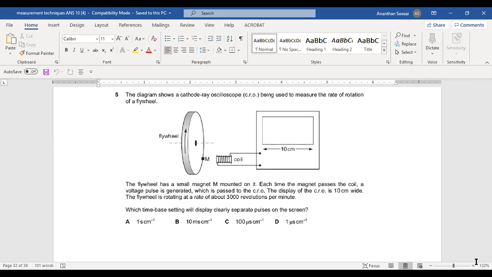Again, what you need to understand in the CRO: do you need lots of oscillation or little oscillation? Just 4 to 5 is good. You have to check which scale gives you around 4 to 5, less than 10 oscillations. It cannot be too little, like less than 1, and cannot be more than 10. 100 is quite a lot. So therefore we go for B.